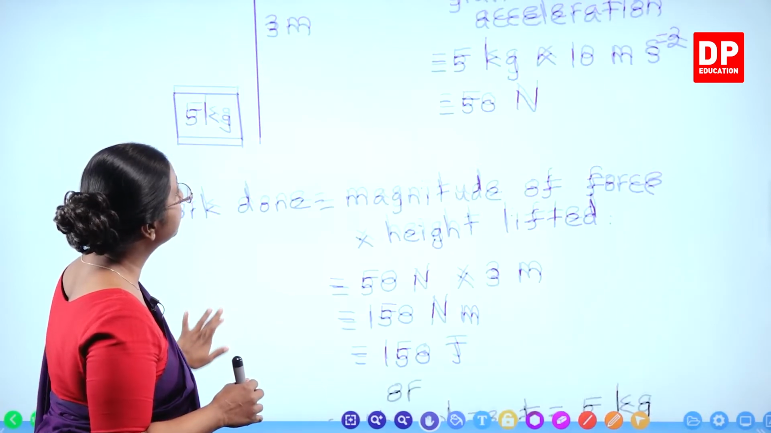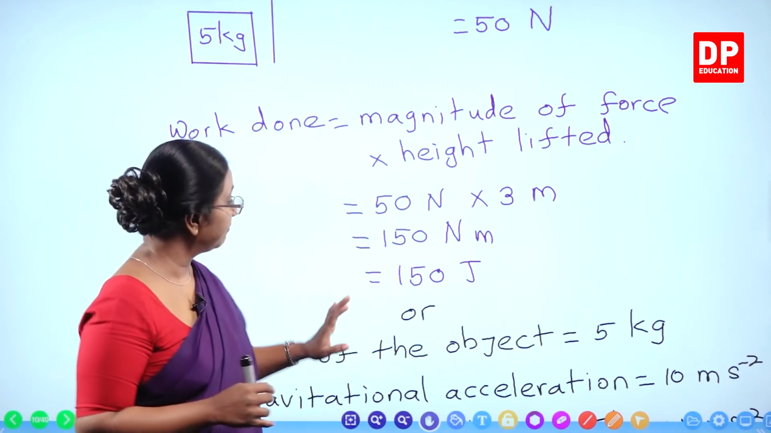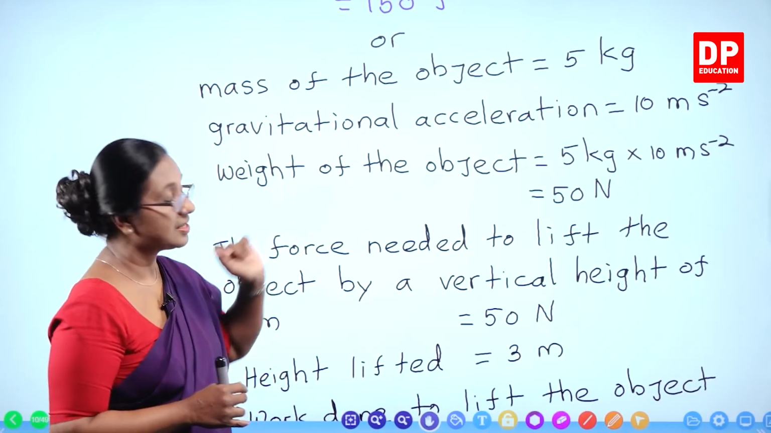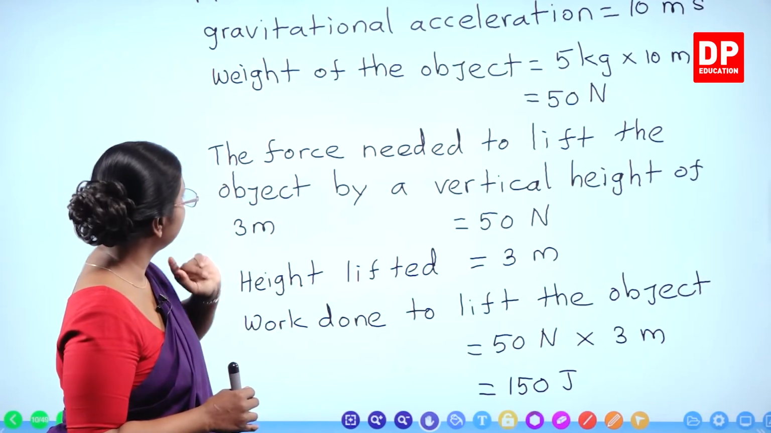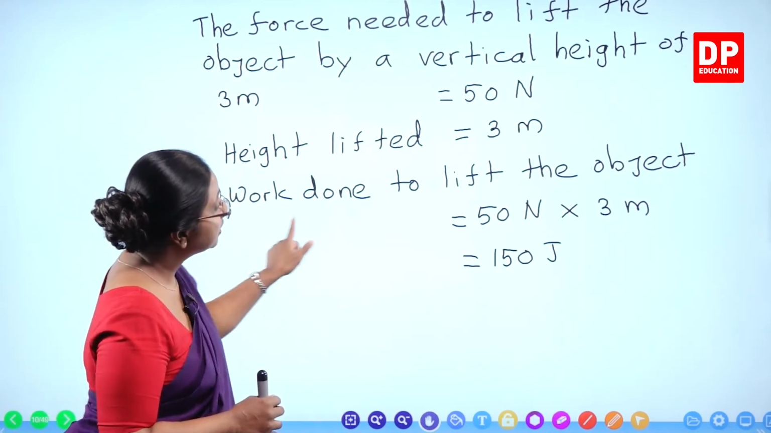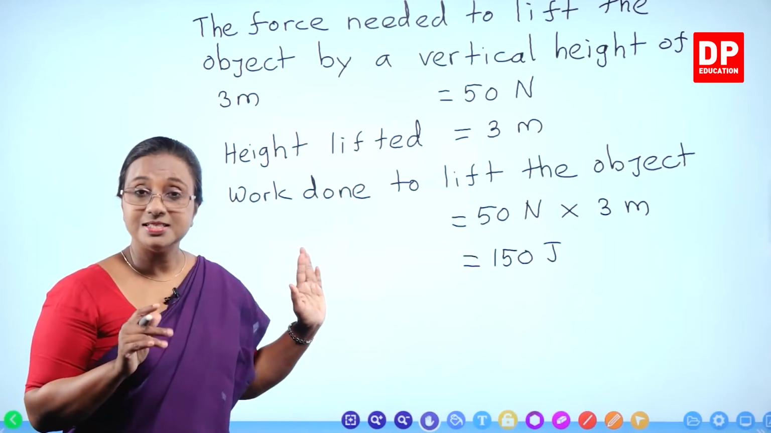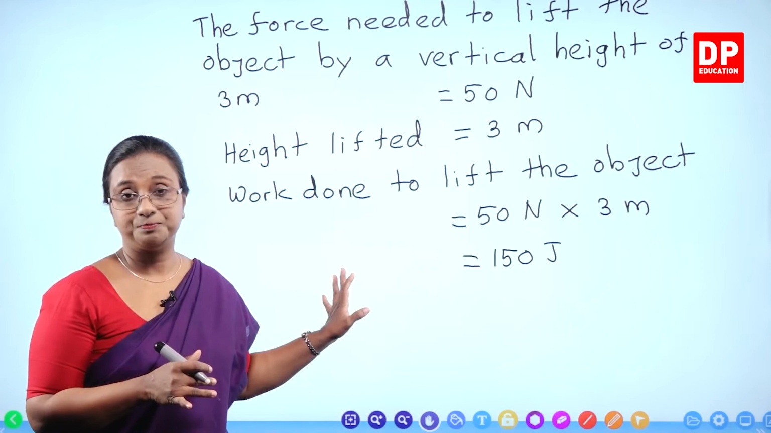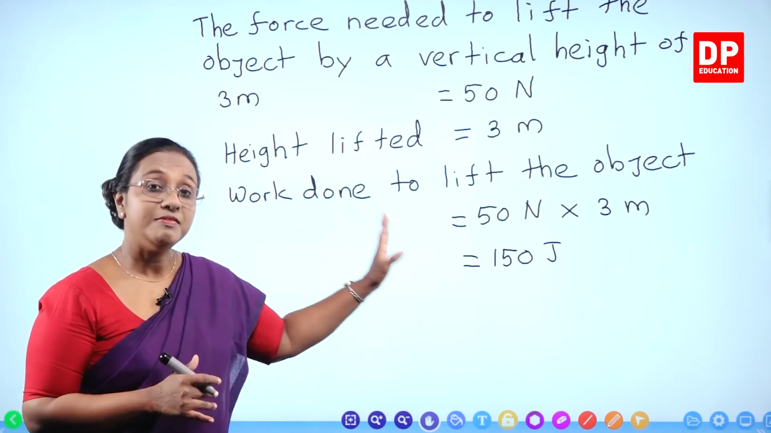So you can either use this method where we directly calculate weight, then we write one equation for work done equals magnitude of force into height lifted and you do the calculation, or you can write it as different steps. Mass of the object is 5 kilograms, gravitational acceleration 10 meters per second squared, weight of the object 5 into 10, that is 50 Newton. Then you have the force needed to lift the object by a vertical height of 3 meters, that is 50 Newton, and the height lifted is 3 meters. Therefore, work done to lift the object is equal to 50 Newton into 3 meters, that is 150 joules. Both methods are the same. The way we write the sentences and the steps, it's slightly different. So whatever is easy for y'all can follow that method. Is that clear, students? So that now you have a good understanding as to how we need to calculate work. We will move on to the next slide.